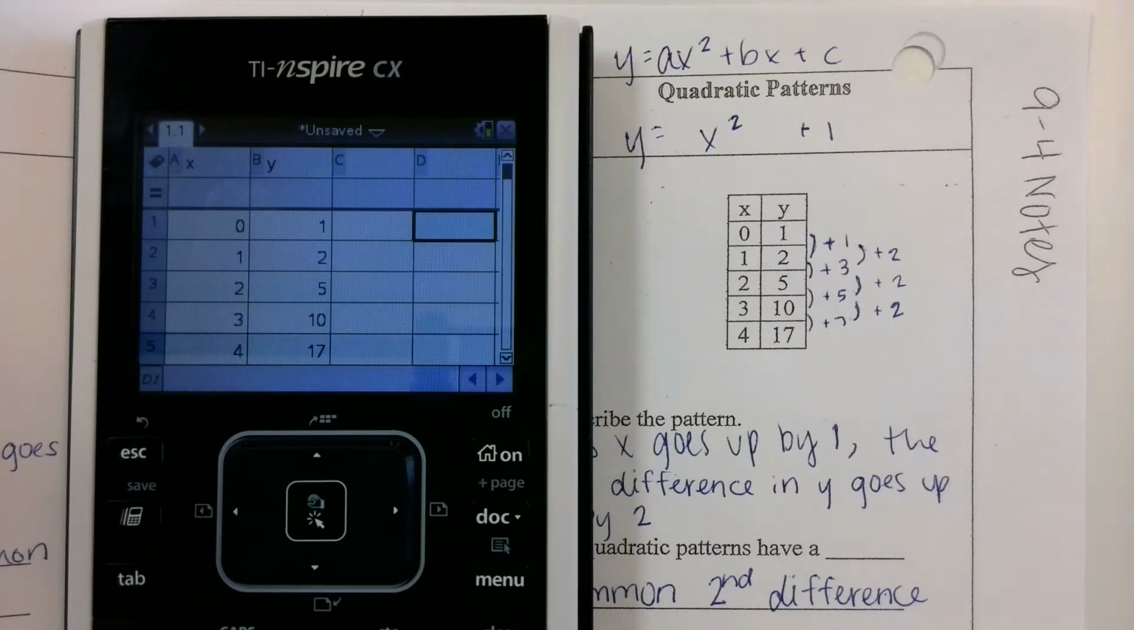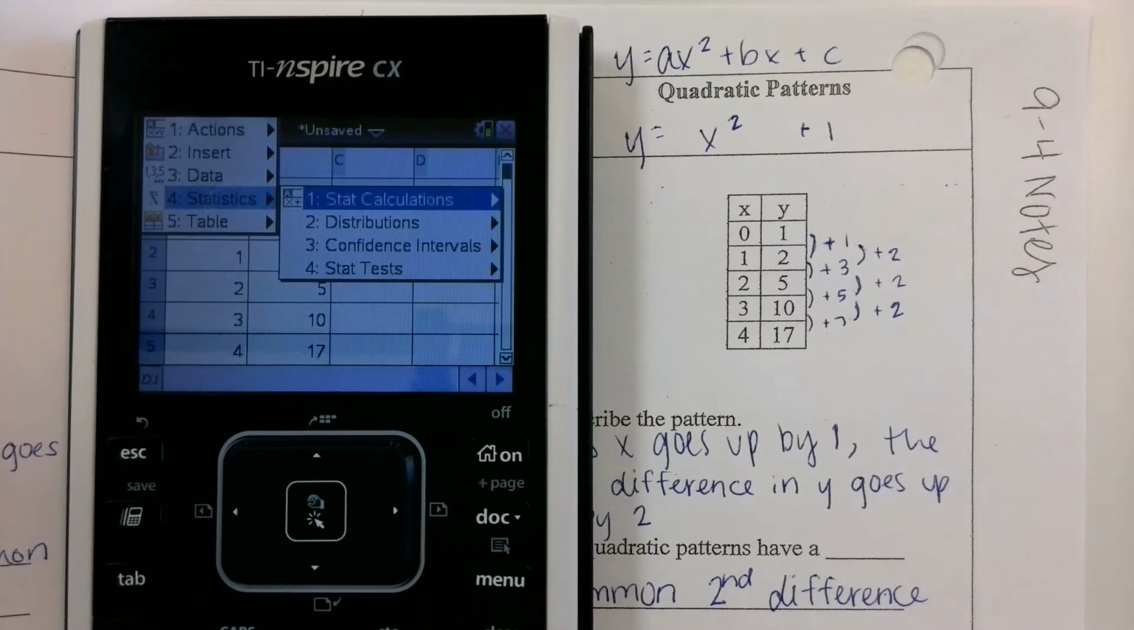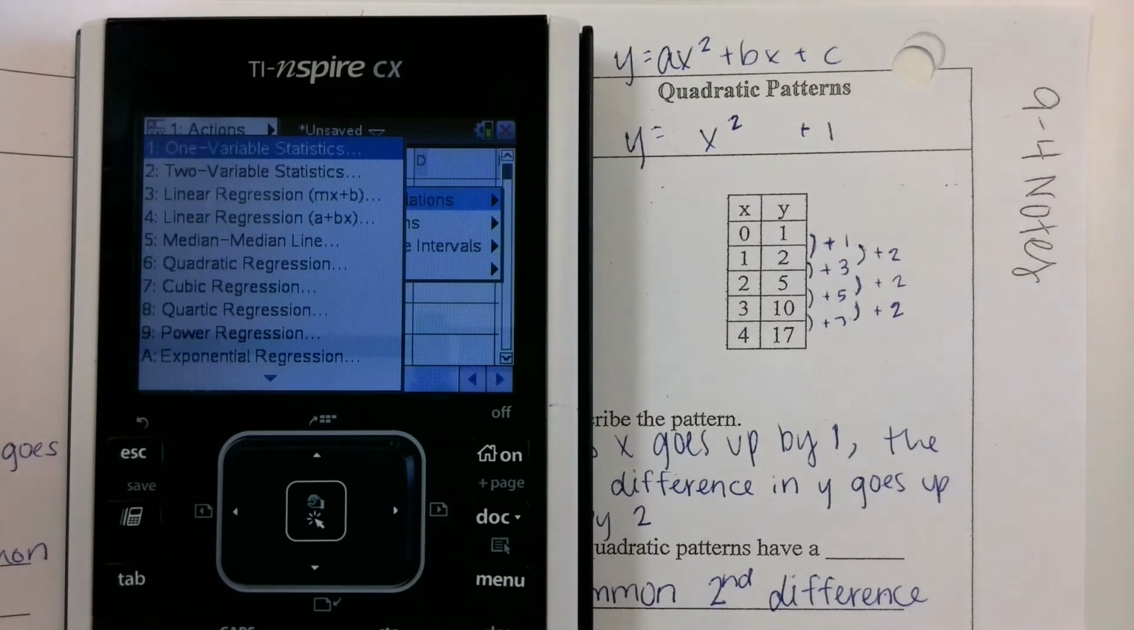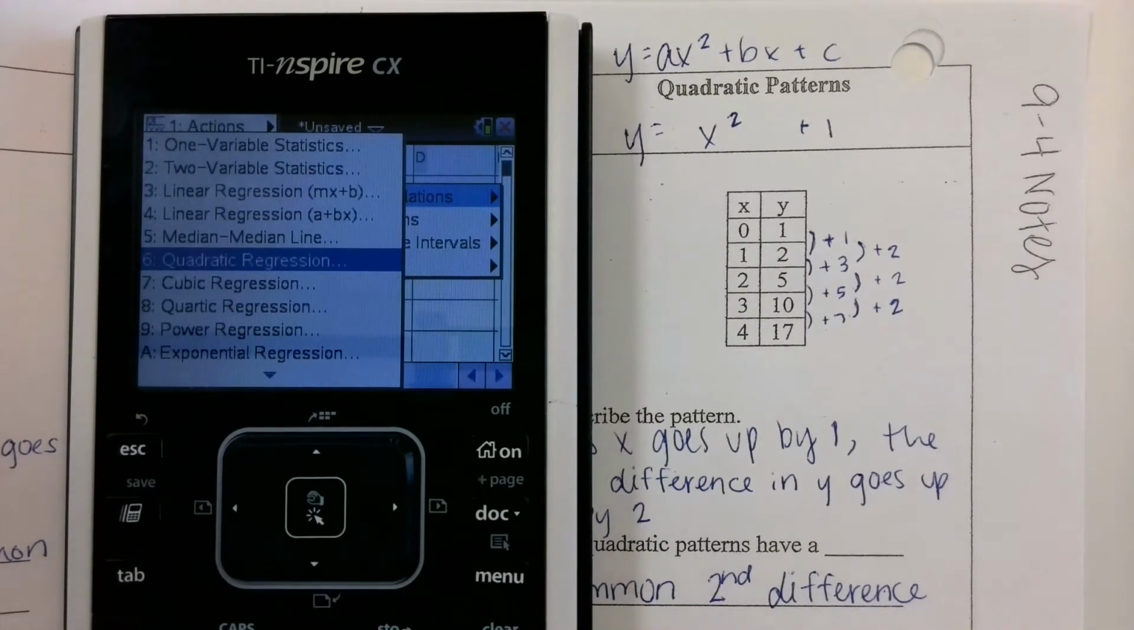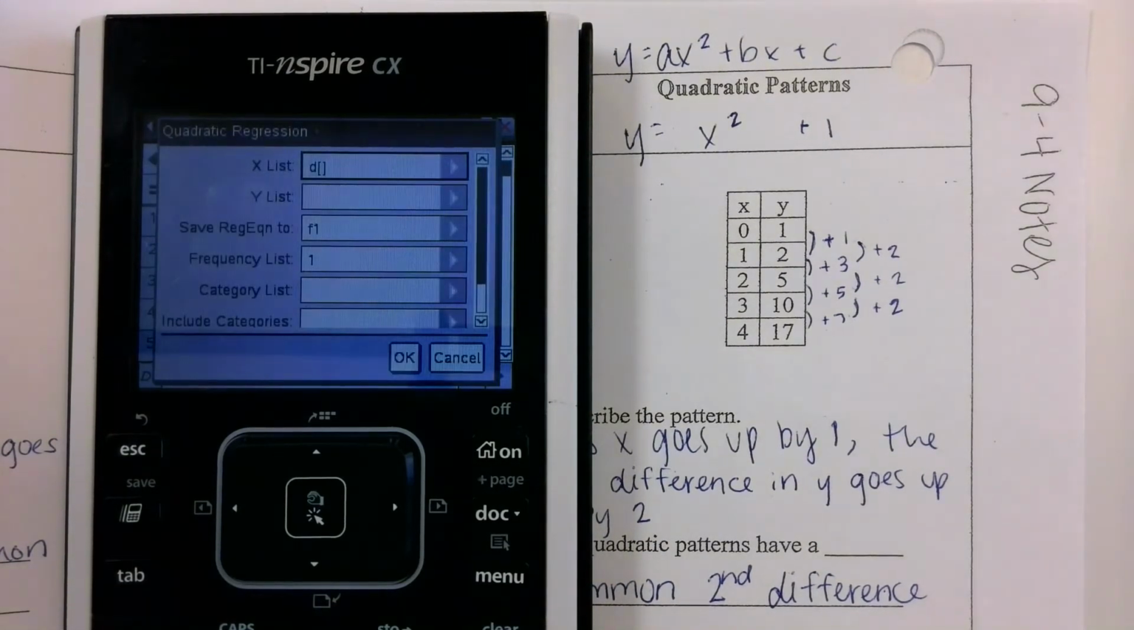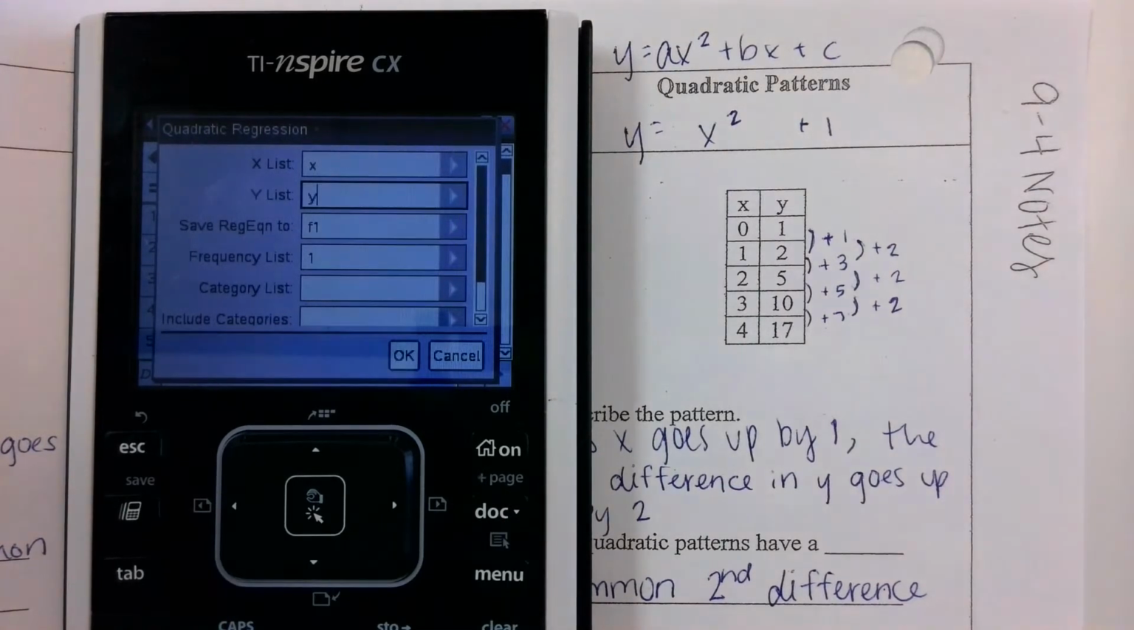Once we have everything typed in, what are we doing? Menu, 4, 1. And then that's that list that we always want to pick from. What type of function is this? Quadratic. So which option do you think we're picking here? Quadratic regression. That's option 6. We'll type in X for X, type in Y for Y, enter, enter.